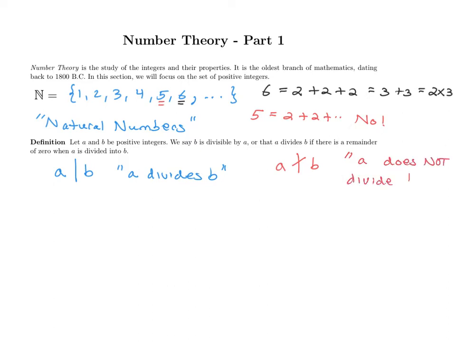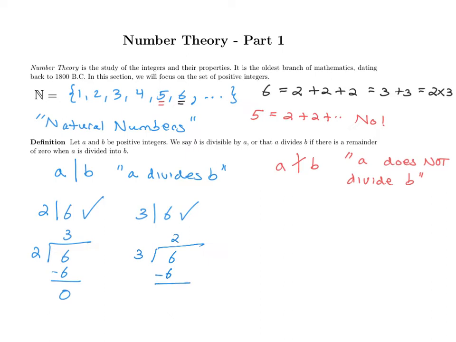So with this example up here, we could write something like, well, 2 divides 6. The reason that this is true is if you do long division, 2 goes into 6 3 times, and you have a remainder of 0 left over. Likewise, 3 also divides 6, or you could say 6 is divisible by 3. Again, by long division, 3 goes into 6 twice, again with a remainder of 0.